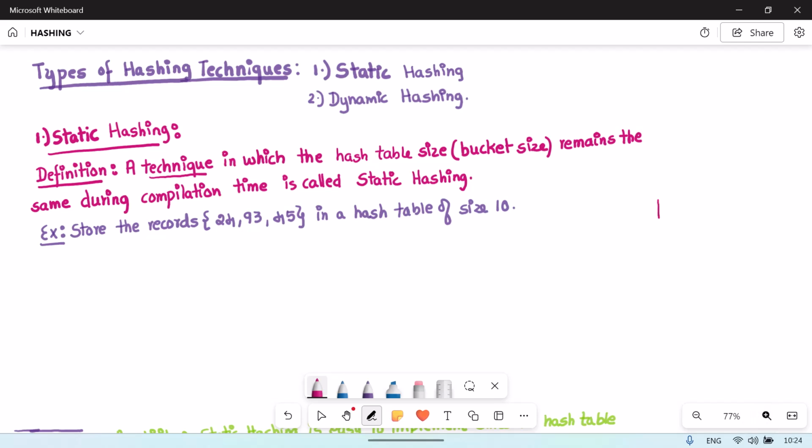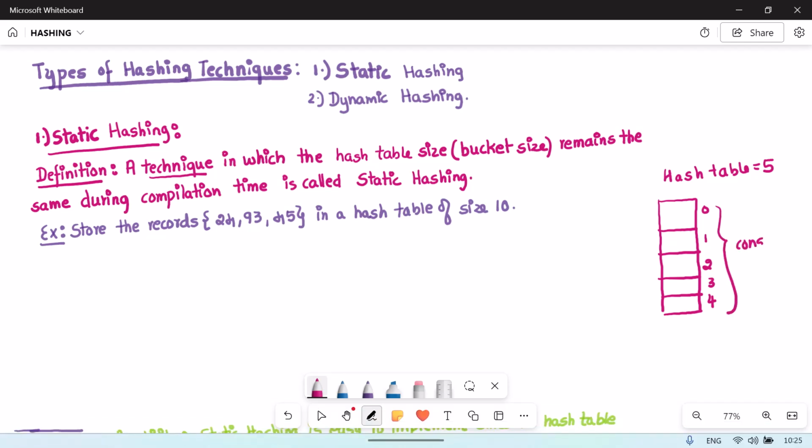See, when you are writing code, or when you're designing a hash table, you will give the hash table size, right? Suppose I give the hash table size as 5, that means I can store up to 5 keys over here, and their indexes being from 0, 1, 2, 3, and 4. Now, if I want to include one more element, it is not possible in case of static hashing. So a technique in which the hash table size remains constant is called as static hashing. And I'll show you an example over here.